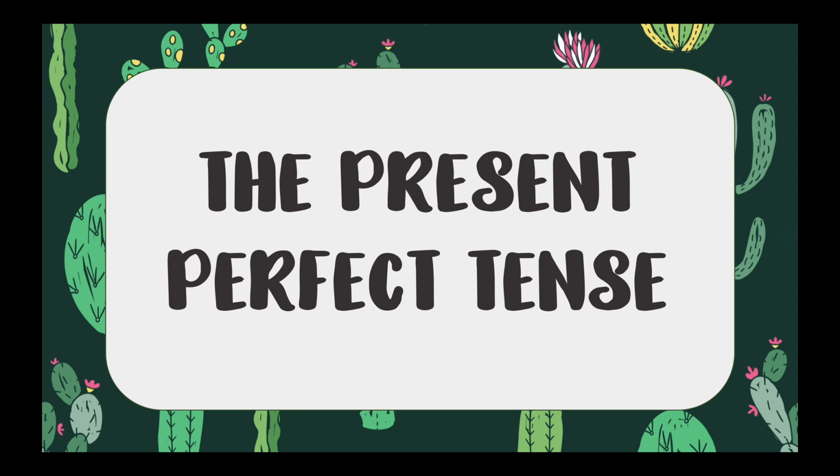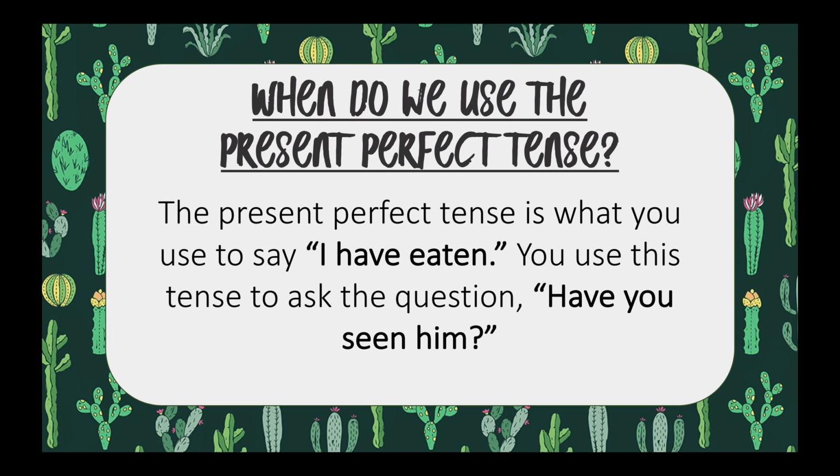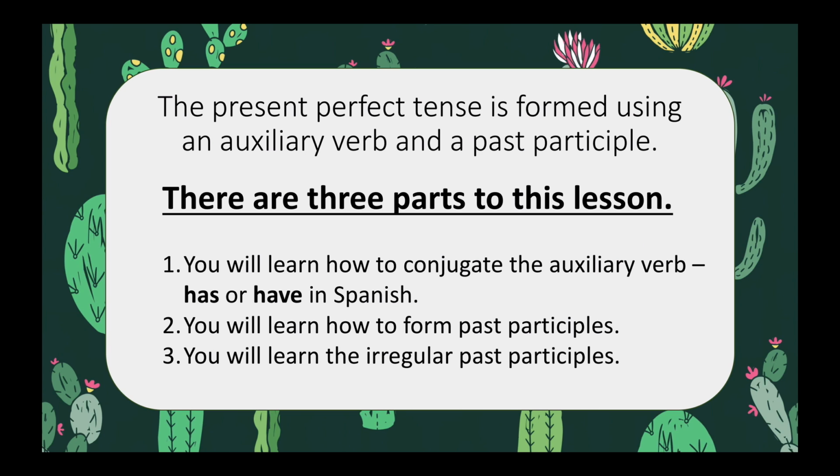Today we're going to be talking about the present perfect tense. When do we use the present perfect tense? The present perfect tense is what you use to say, I have eaten. You use this tense to ask the question, have you seen him? The present perfect tense is formed using an auxiliary verb and a past participle.